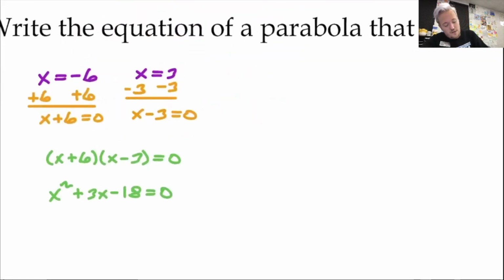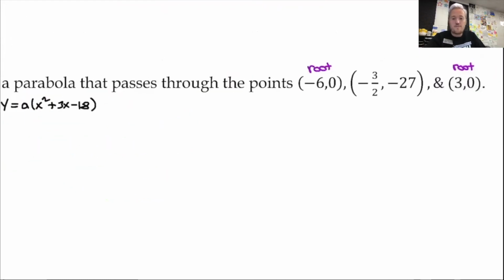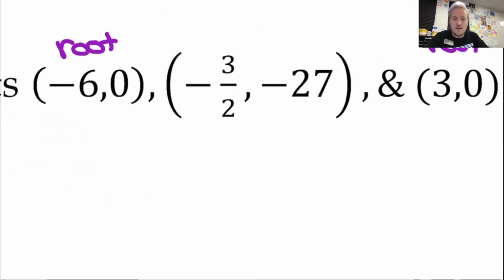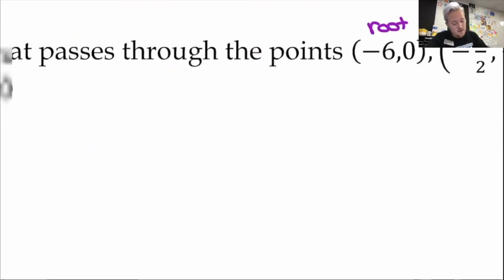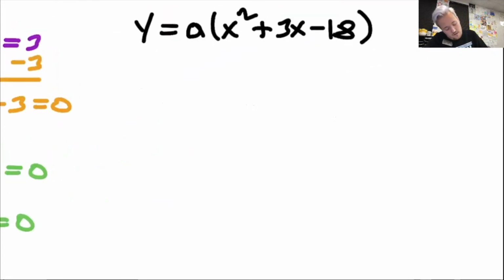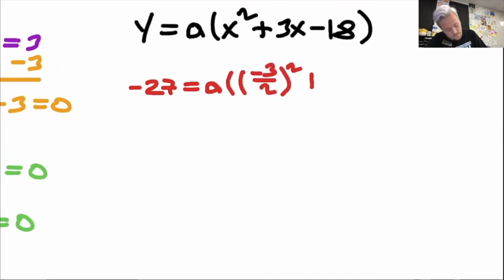All right, so now I'm ready to do the regression model. So y equals a parentheses x squared plus 3x minus 18. All right, so the point I'm going to plug in is going to be this kind of gross, nasty one. So -3/2 comma -27. So I'm going to have -27 equals a parentheses. Oh, wow, this is going to be truly awful. -3/2 squared plus 3 times -3/2 minus 18.